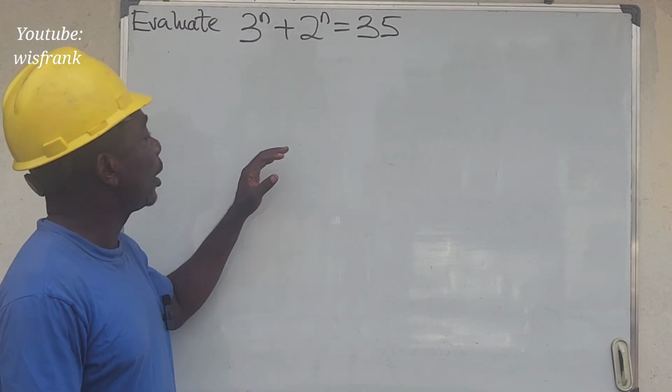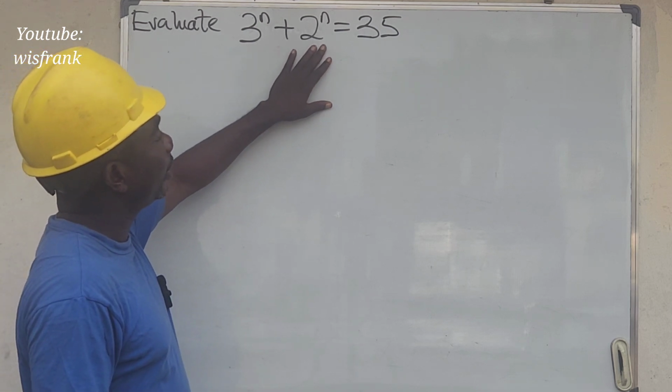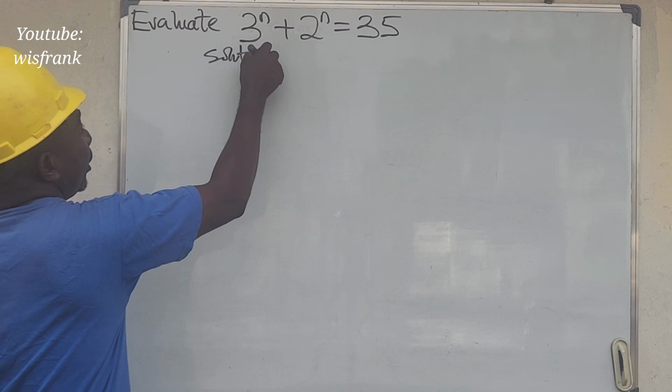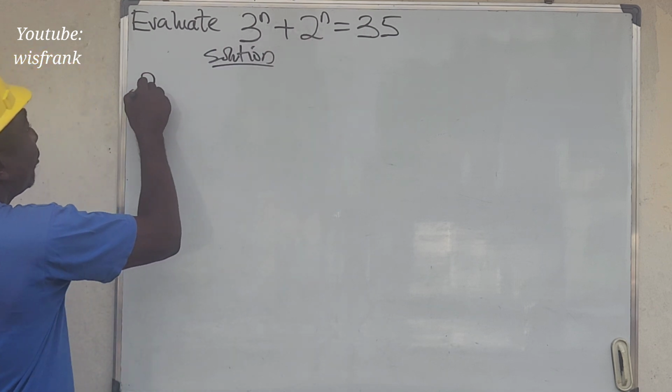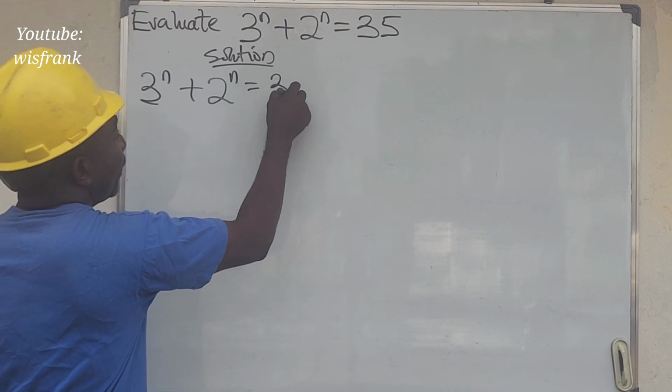For today, we are looking at this question. It says, evaluate 3 to the power of n plus 2 to the power of n equals 35. So we are going to evaluate this to find the value of n. We are given 3 to the power of n plus 2 to the power of n equals 35.